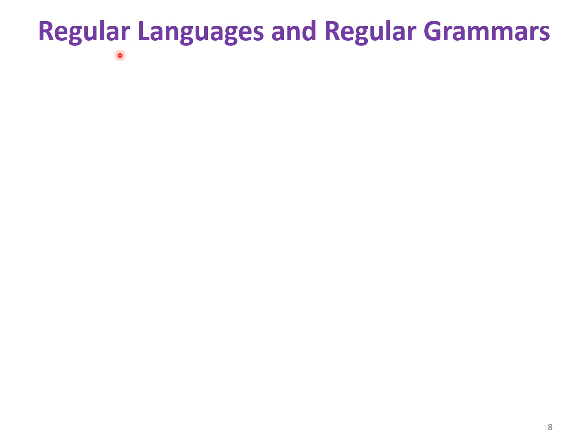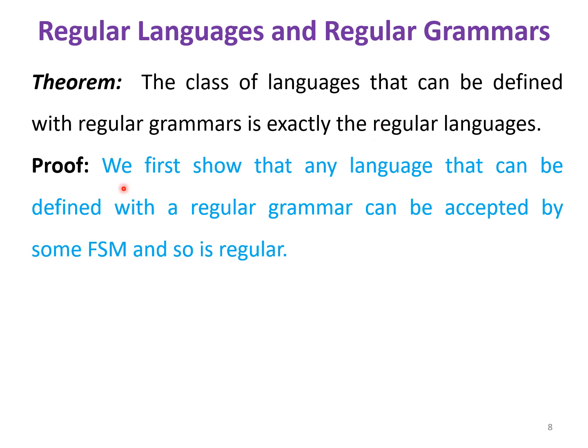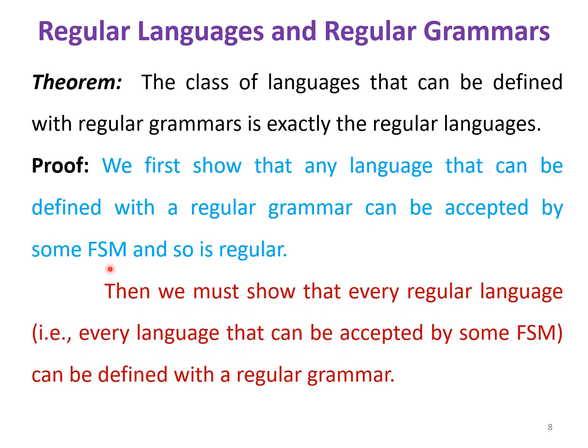Regular languages and regular grammars. The class of languages that can be defined with regular grammars is exactly the regular languages. This can be shown by showing that any language that can be defined with a regular grammar can be accepted by some FSM and so is regular. Then we must show that every regular language, that is every language that can be accepted by some FSM, can be defined with a regular grammar. So both the proofs are by construction.